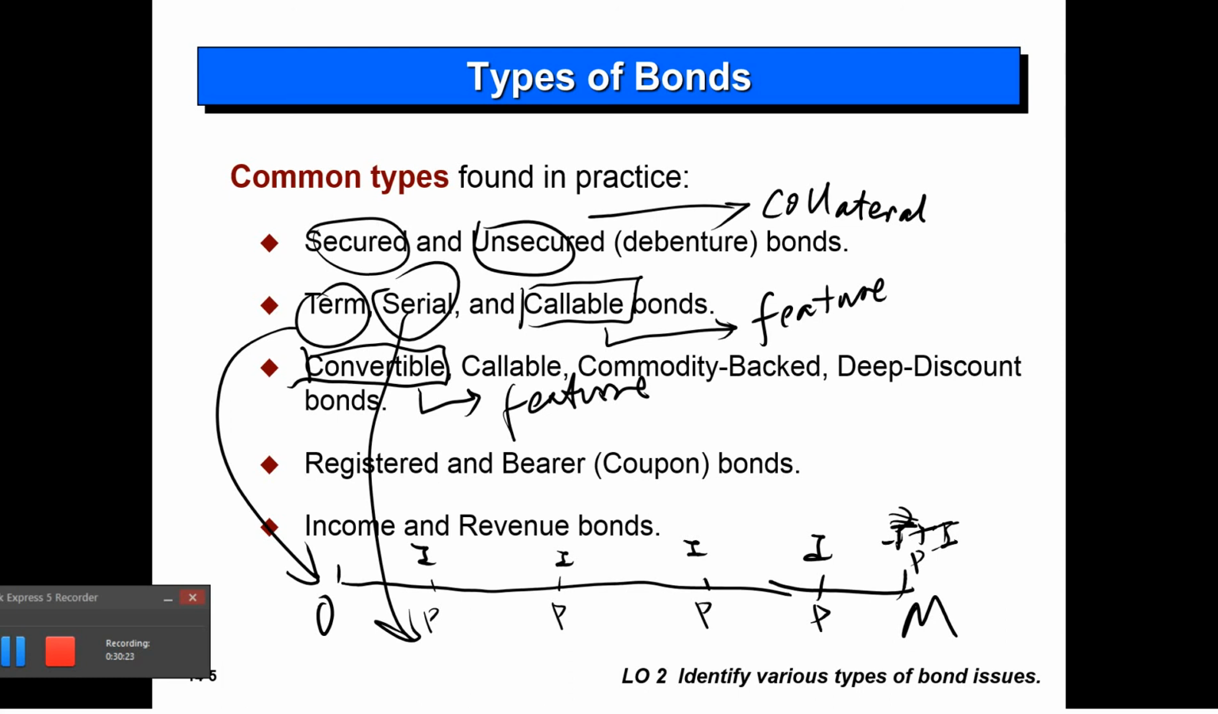Okay. And then we have commodity-backed bonds, deep discount bonds, registered and bearer bonds, income and revenue bonds. For the definitions of those bonds, please take a look at page 765 if you're using the current edition. If you're using other editions, I think it should be around that range as well. So you do need to know all the types of bonds.